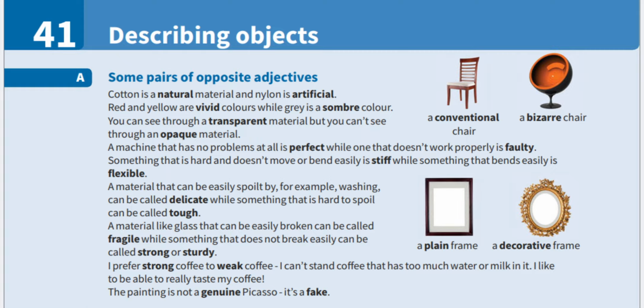An authentic object is genuine, while an imitation is fake. For example, the painting is not a genuine Picasso. It is a fake. Describing design and decoration. A chair with a normal and traditional design may be called a conventional chair. A chair with an extremely unusual or strange design may be described as a bizarre chair. A frame without much decoration is a plain frame. A frame with detailed ornamentation is a decorative frame.